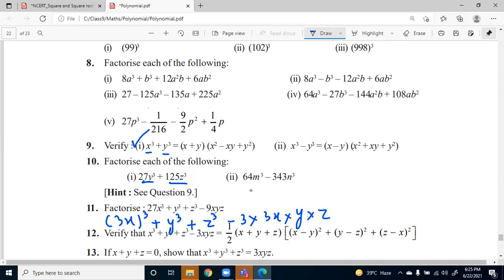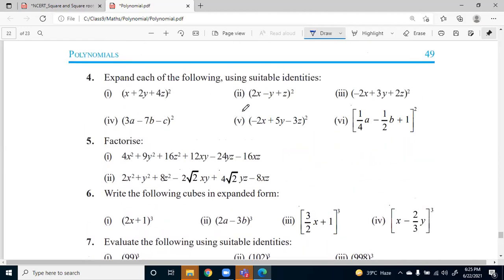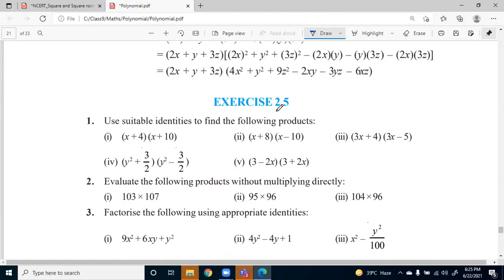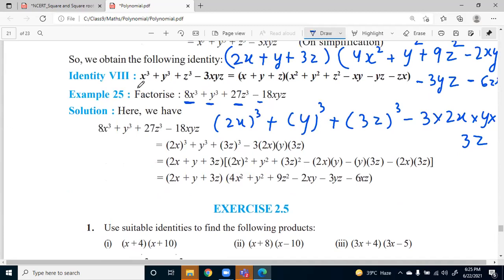So you can see it is moving to your identity number 8. I am just showing you. So what is identity number 8? x cube plus y cube plus z cube, there are 3 cubic numbers, minus 3xyz. If it is so, then what should come in the right hand side? x plus y plus z in one bracket and x square plus y square plus z square minus xy minus yz minus zx.